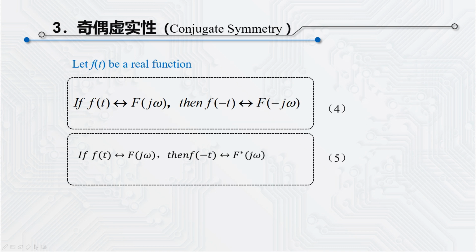The third property, conjugate symmetry. Assume f(t) is a real function. If its spectral density function is F(jω), then formula 4 is true and formula 5 is true. That is to say, when the signal f(t) performs reverse operation, its spectral density function becomes the conjugate function of the original spectral density function.